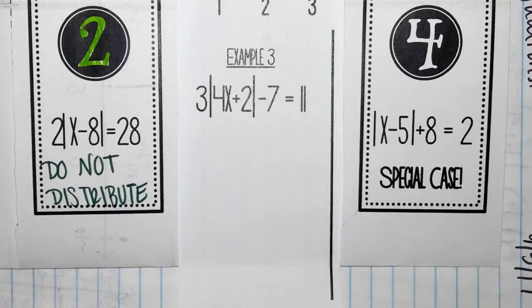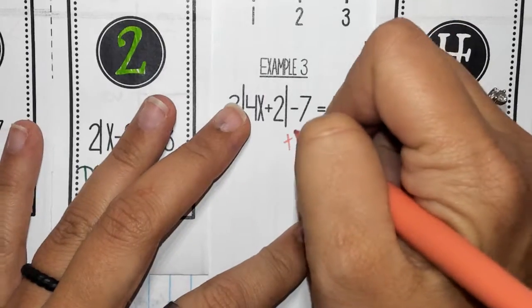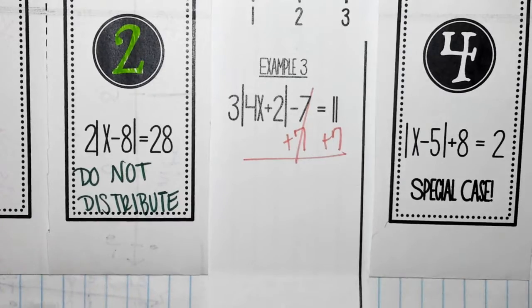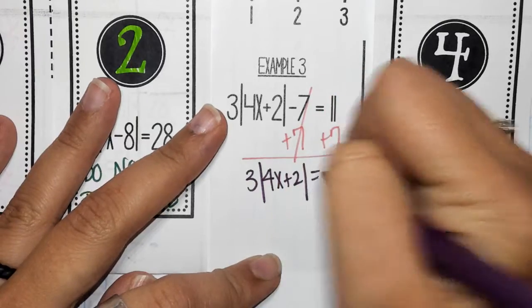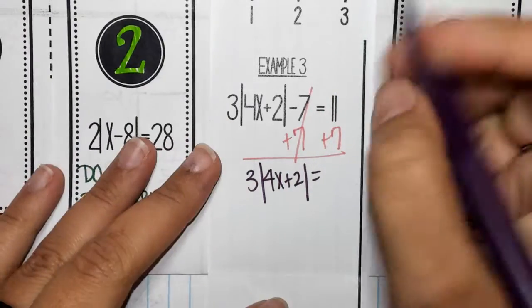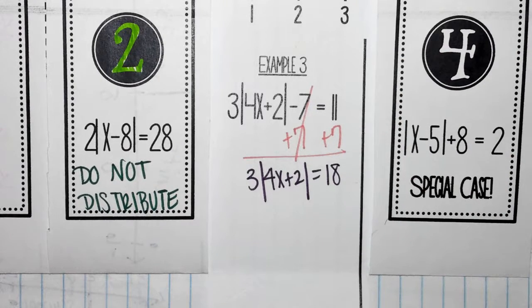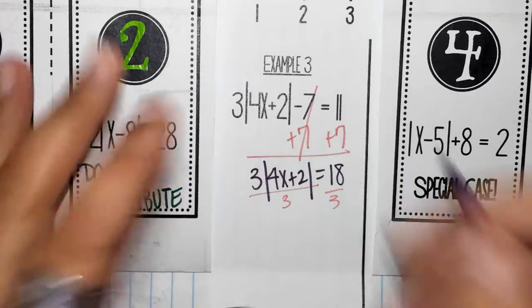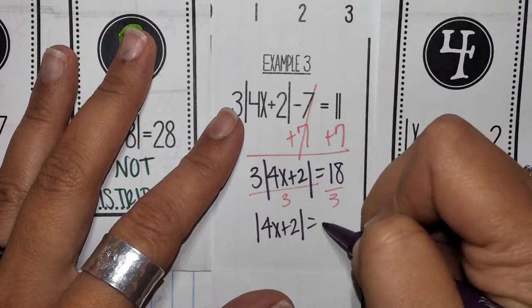Alright, so how would we get rid of that -7? Add 7. Take a point for your team. If y'all click one more time, I'm going to take away all the points. Alright, and what's 11 plus 7? 18. And now what should I do from here? Divide by 3. And we get the absolute value of 4x plus 2 equals what?